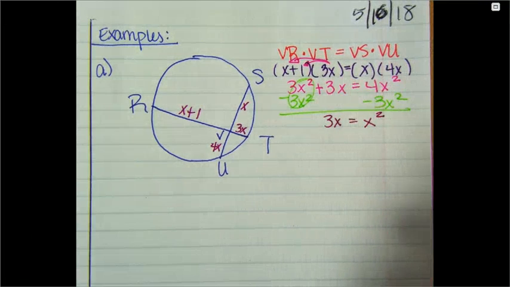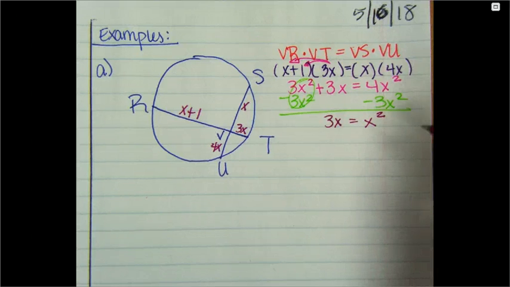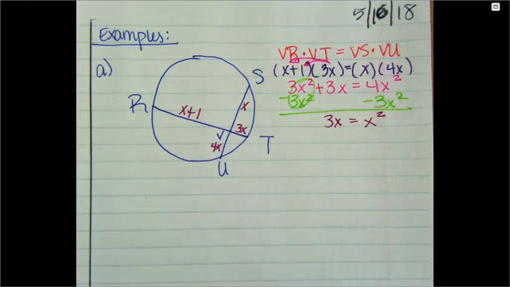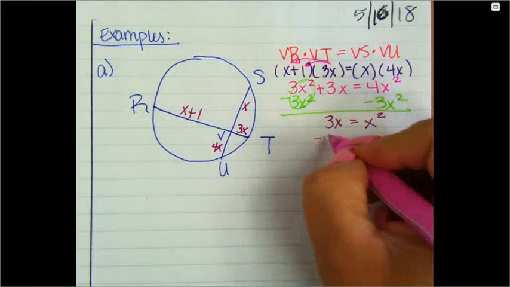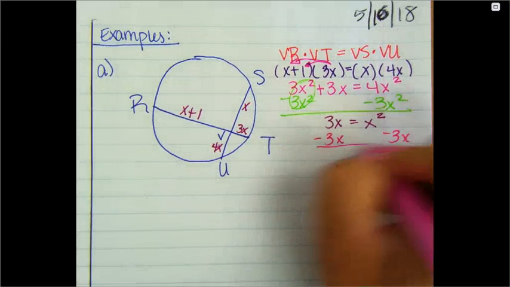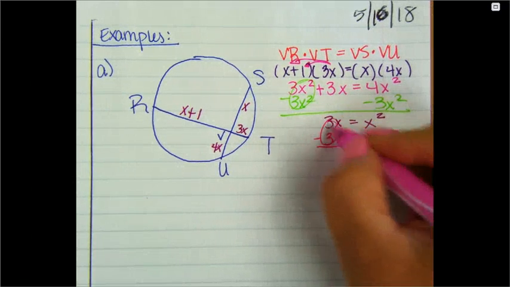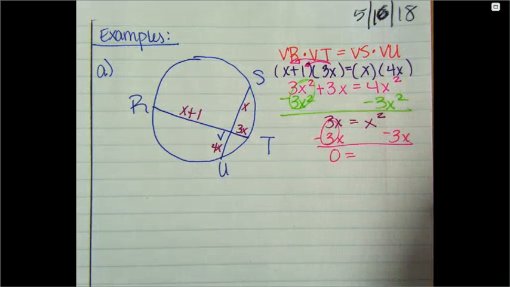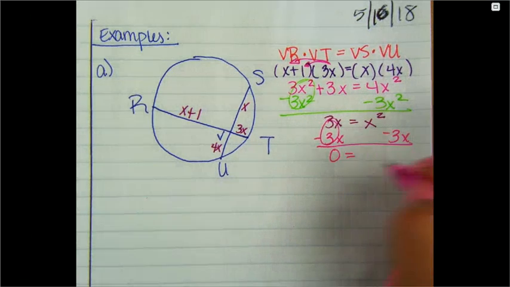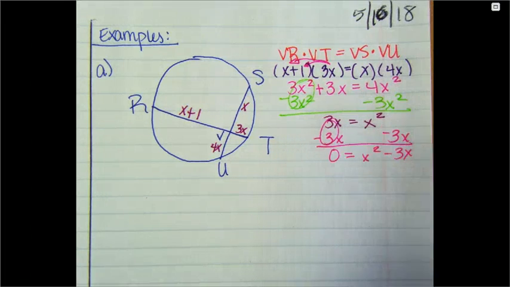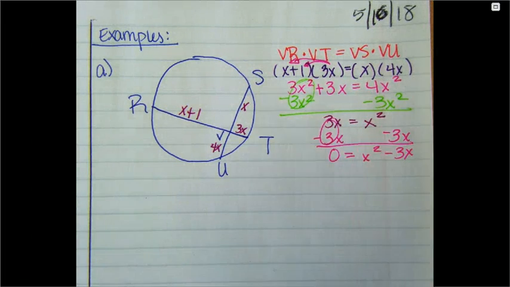Wonderful. What now? Not going to pass the final, guys. Never divide by x. I don't know where you got that from. You can't. There's an equal sign in the middle. Subtract 3x. So what do we get on this side? 0. What do you get on the other side? x squared minus 3x. Now, what do you want to do?